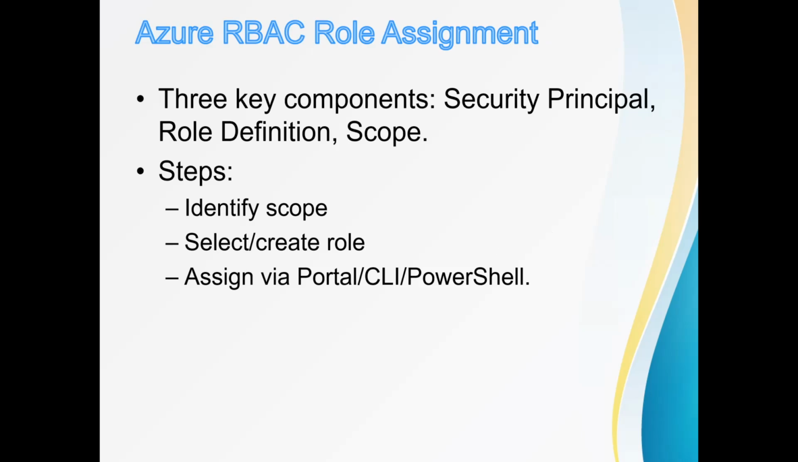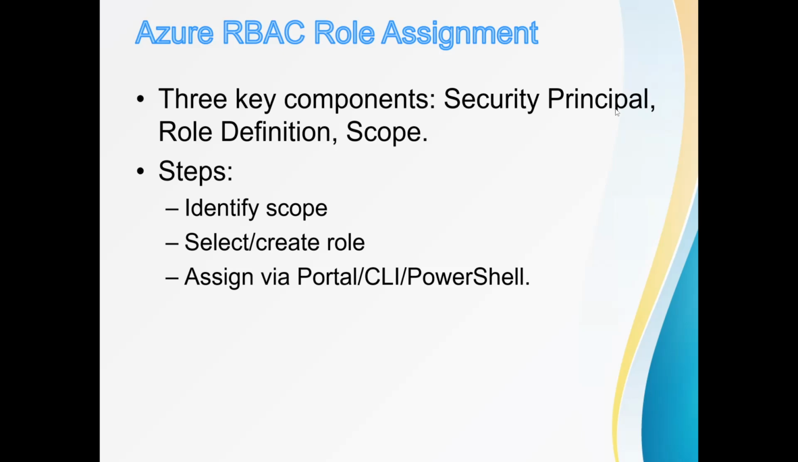Three key components for Azure RBAC role assignments are, first, a security principal. We should have a role definition to assign to the security principal. And then we should have a scope level, so we should be able to identify whether we want to assign a role at the resource level, the resource group level, the subscription level, or the management group level. So we should have these three components when assigning a role.